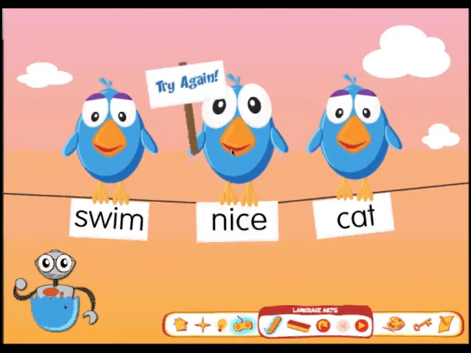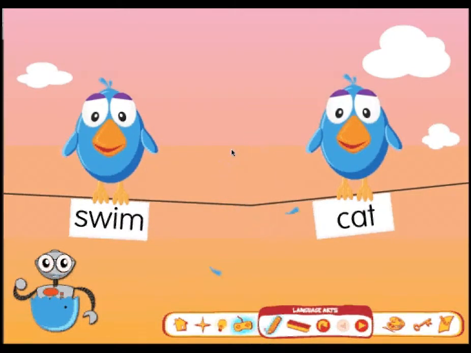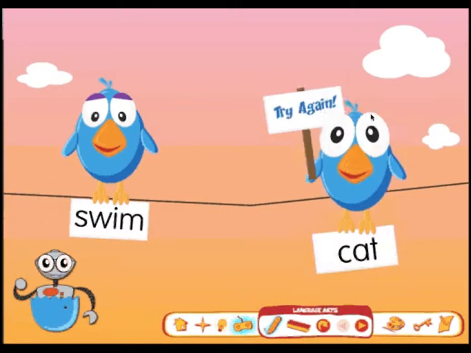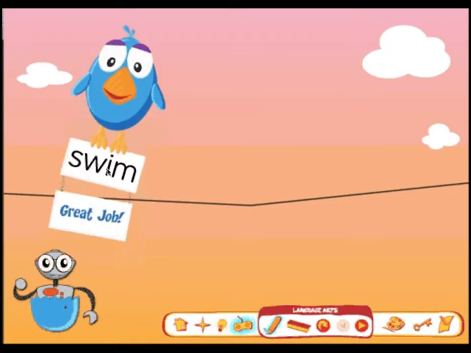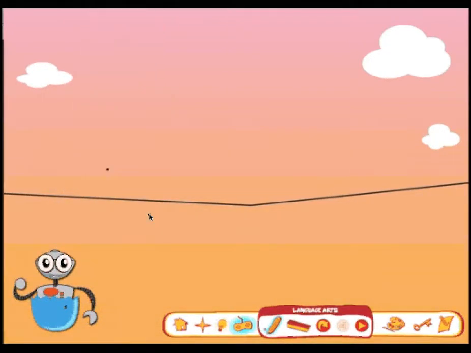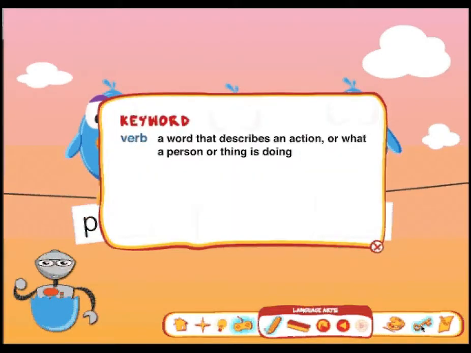The student taps his or her choice, and we see either try again with audio feedback, or good job. Using the pen tool, we can write a sentence using that verb. The key in the toolbar pops up our keywords.